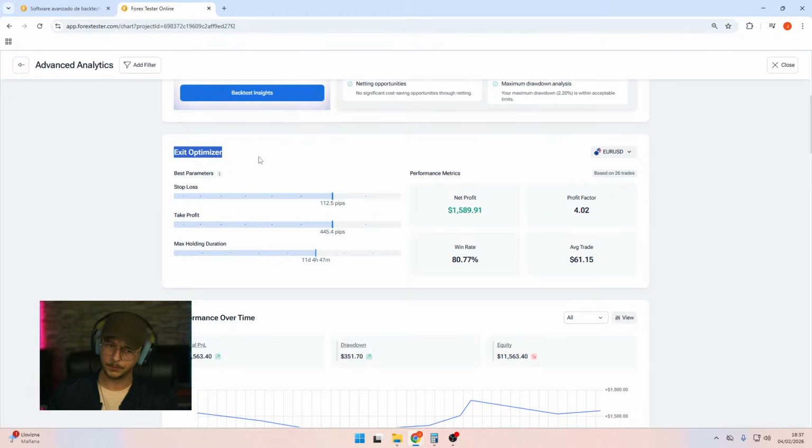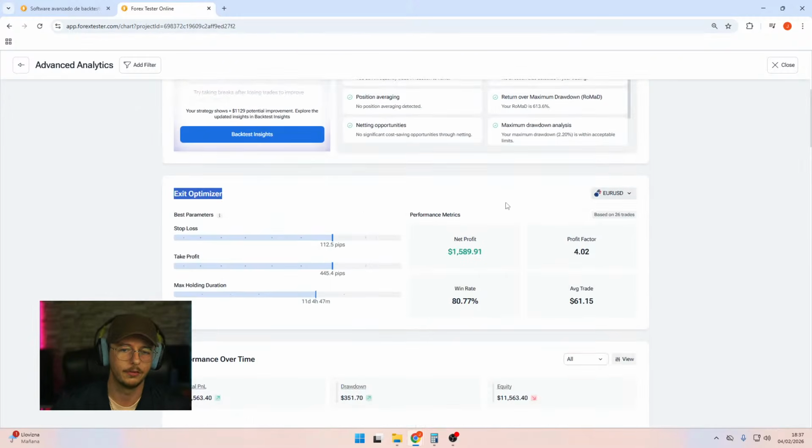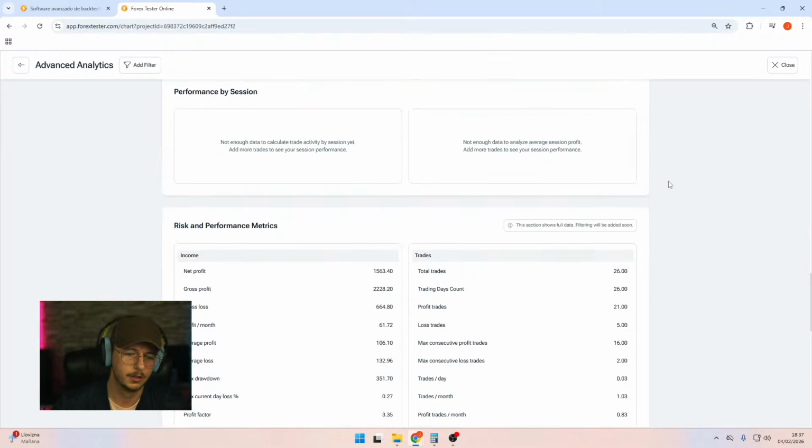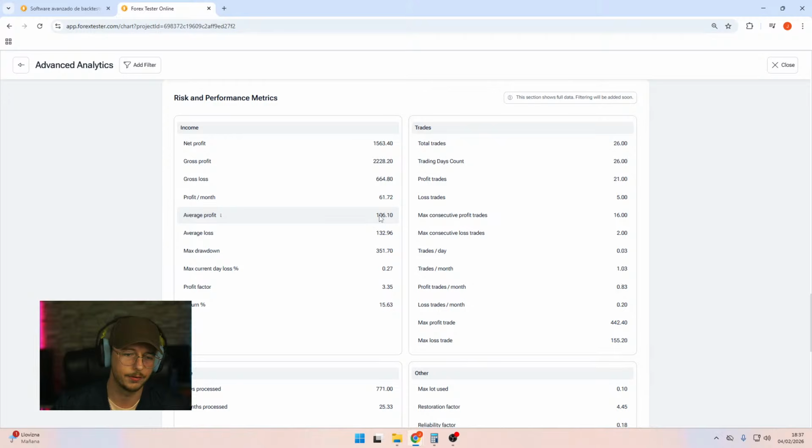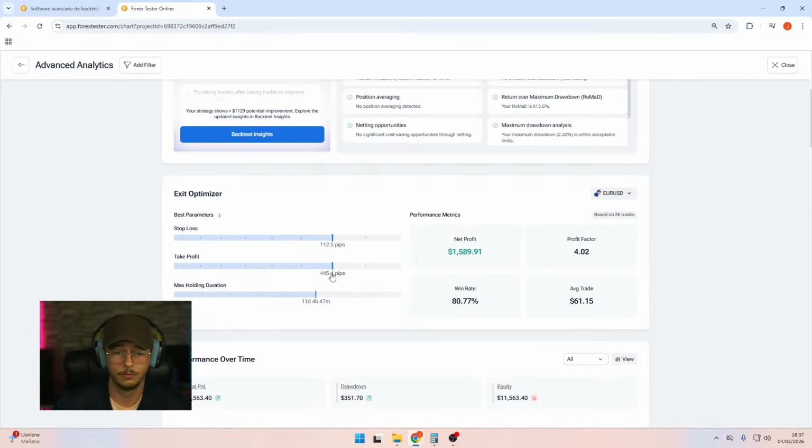Let's see what stop loss, what take profit, and what max holding duration we can use. So one thing that I want to show is how we don't use take profits, because we don't know what take profit would be the best. If I come down here, I can see that the average profit trade is $106. If I use 445 pips, that would be more or less $445, because I'm using a 0.1 lot.